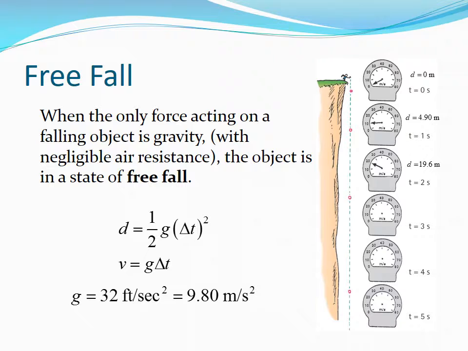The figure shows the time, distance falling, and velocity. At time equals 0, the distance fallen is 0, and the velocity is 0. At each 1 second interval, the distance and velocity increase. At 1 second, the distance fallen is 4.9 meters, and the velocity is 9.8 meters per second. At time 2 seconds, the distance fallen is 19.6 meters, and the velocity is 19.6 meters per second.